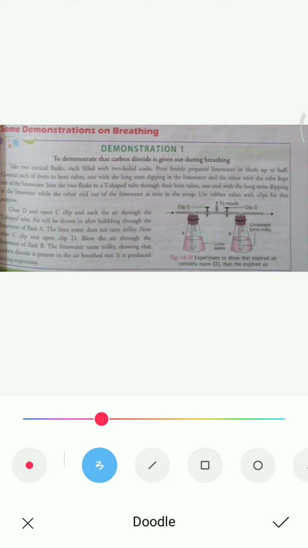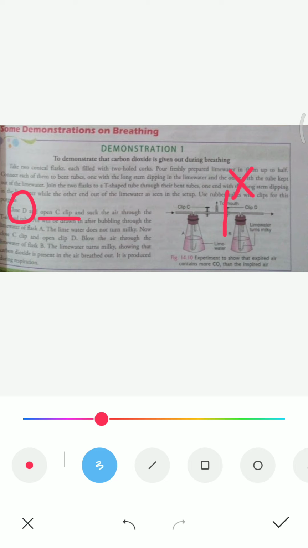At first, we close D and open C. If you close D, it means you are closing this part and opening this part. So this part is closed, whereas this part is open. It means clip C is not there, and you are blowing the air. So where is the air moving? It is moving inside flask A.